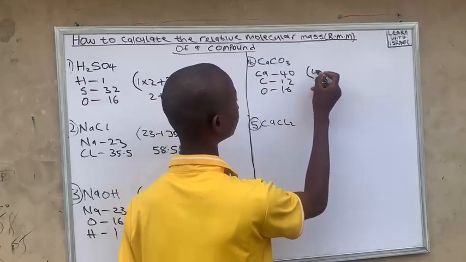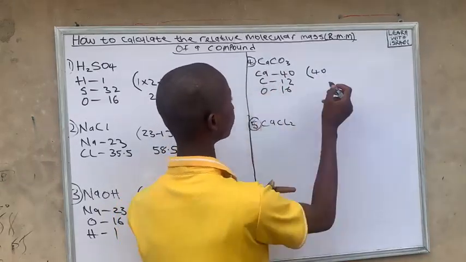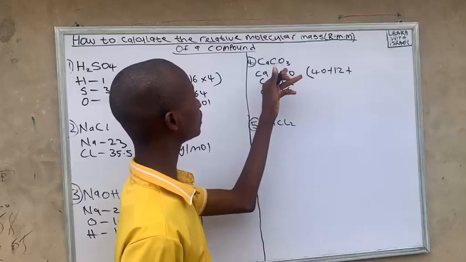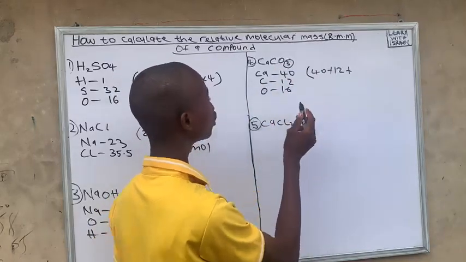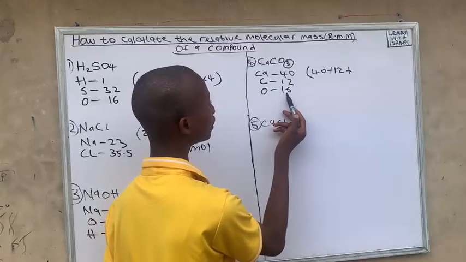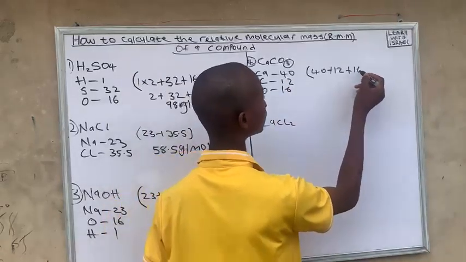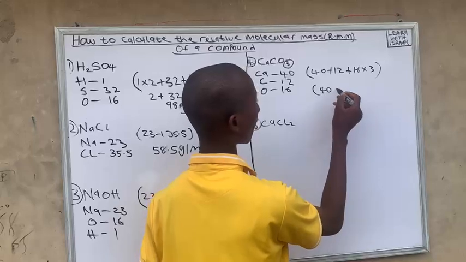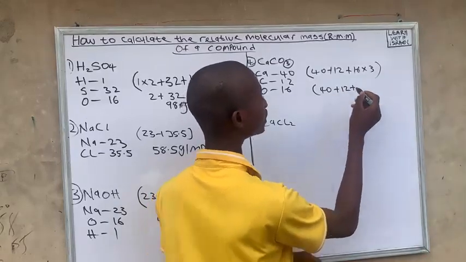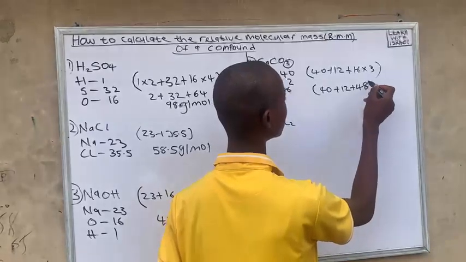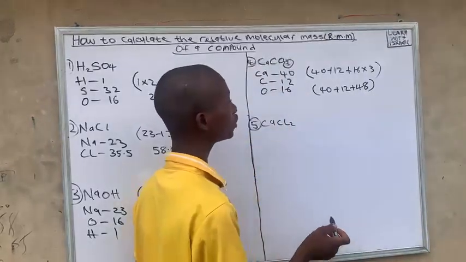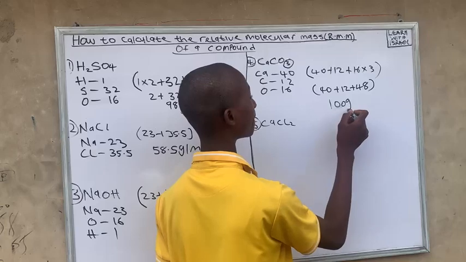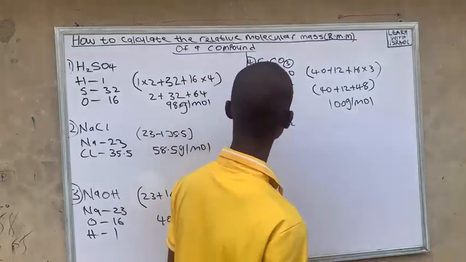Our calcium 40, plus our carbon 12, plus our oxygen. We have 3 oxygen present here, so we are going to multiply our oxygen by 3, 16 times 3. So let's add this up. We have 40 plus 12 plus 16 times 3, which is 48. Adding this together will give us 100 gram per mole.